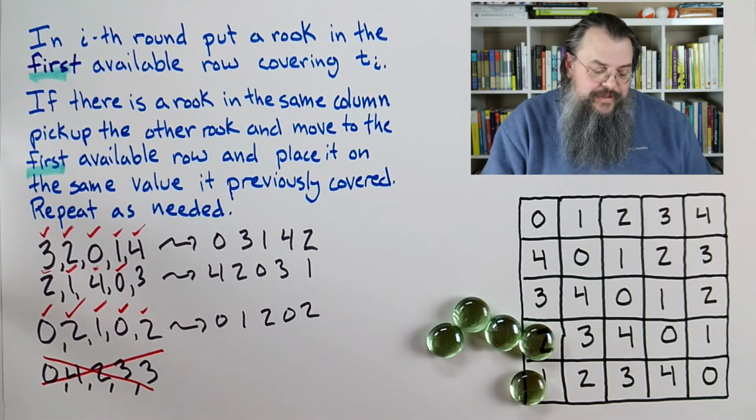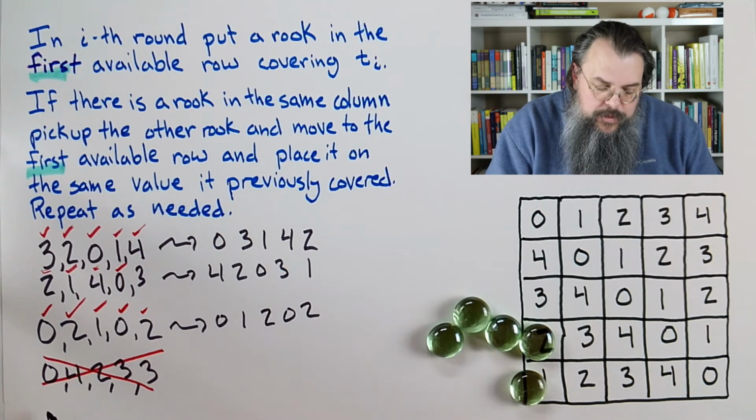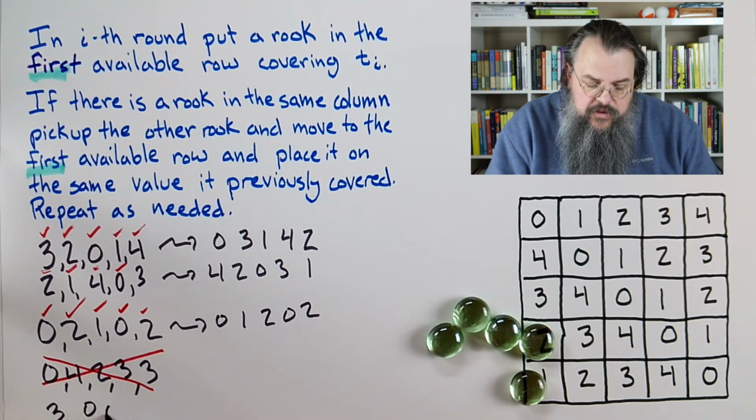Okay, one last quick example, and this one really will be quick. 3, 0, 0, 1, 1.